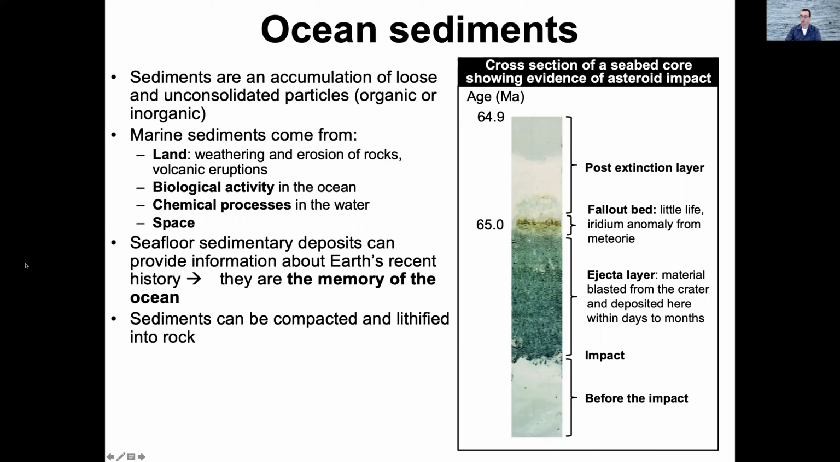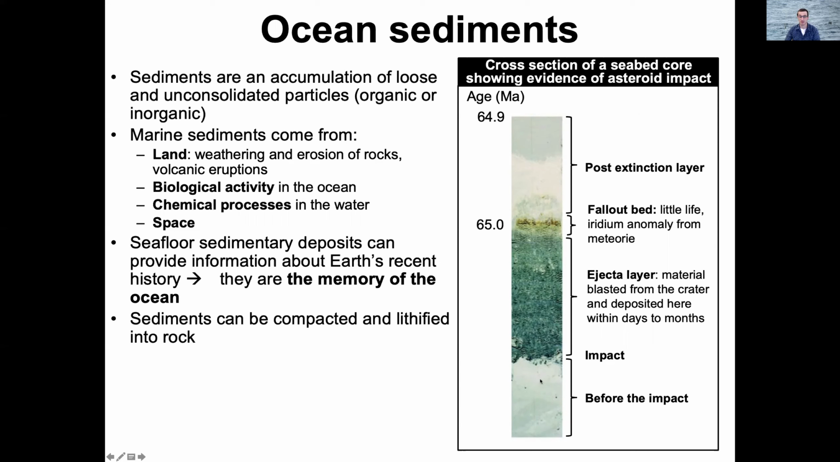Now, one of the reasons that we care about sediments in the ocean is they can act as a record of what has happened to the world, both in the ocean and also globally. So they can act as memory of the ocean. And this is an example of a core in the western North Atlantic taken at a depth of 3,000 to 4,000 meters.